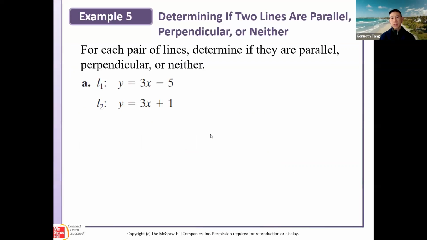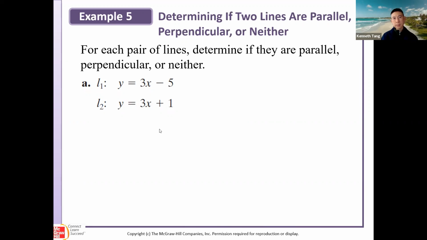So in order to determine that, I'm just going to have to find out what is the slope for the first equation and what is the slope for the second equation. If they have the same slope, that means they must be parallel. If they have opposite and reciprocal slopes, then you know they must be perpendicular. If it's none of this, neither the same slope nor opposite and reciprocal, you know it's going to be neither.